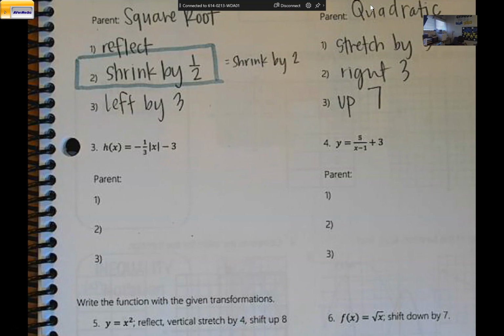Okay, let's check in on number 3. The parent is an absolute value. The first thing that you run into is the negative, so that's a reflect. Next up is the fraction, which is always a shrink of 1/3. There's nothing trapped inside the x, so you did not go left or right, but you did go down by 3. So reflect, shrink, and down 3.